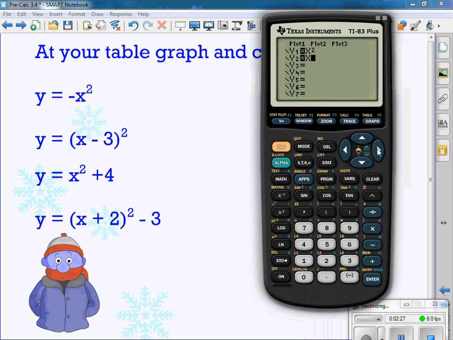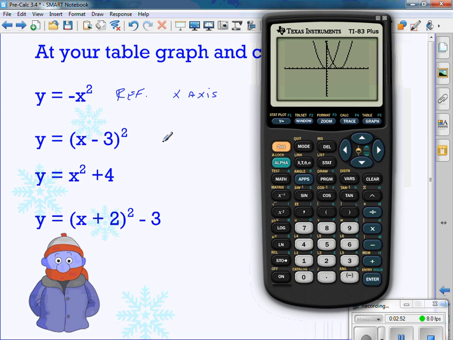It moved to the right 3 spaces. So if I have x minus 3 squared, there's your first one. There's the second one. It is shifted to the right 3 places. So this one was reflected over the x-axis. This one is moved 3 to the right. Why is it 3 to the right? It's minus 3. If you remember from vertex form, last section, it's always the opposite of what's on the inside.